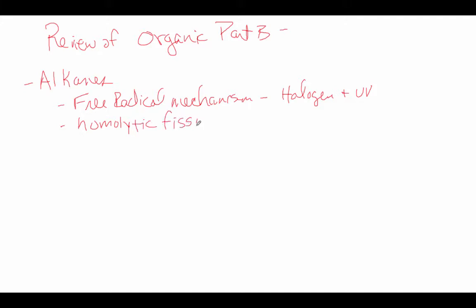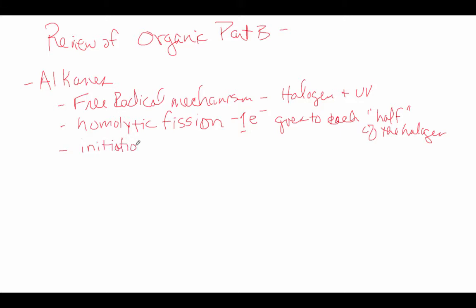Now remember that because the products kind of look the same. Each is the free radical, one electron goes to each half of the halogen. And then remember, you have to be able to do initiation steps. Then you have propagation. And you have termination.